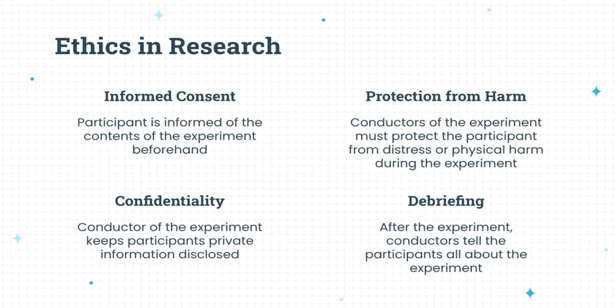Ethics in research. It's important that your experiment is ethical for the participant's safety. So, informed consent is the participant is informed of the contents of the experiment beforehand. Protection from harm is when conductors of the experiment must protect the participant from distress or physical harm during the experiment.